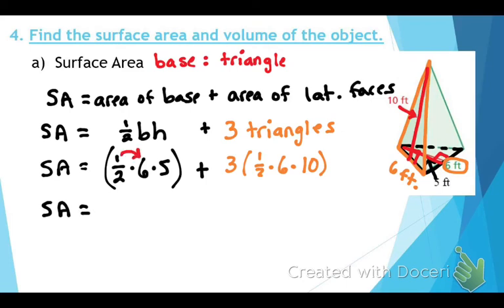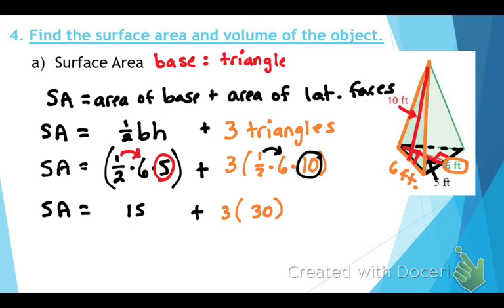Okay, now we're just starting to plug in the numbers. Okay, let's talk about this. Guys, what's half of 6? 3. What's 3 times 5? 15. Plus, we've got 3 lateral faces or 3 triangles on the side. Just the boys. What is half of 6? 3. What's 3 times 10? 30.